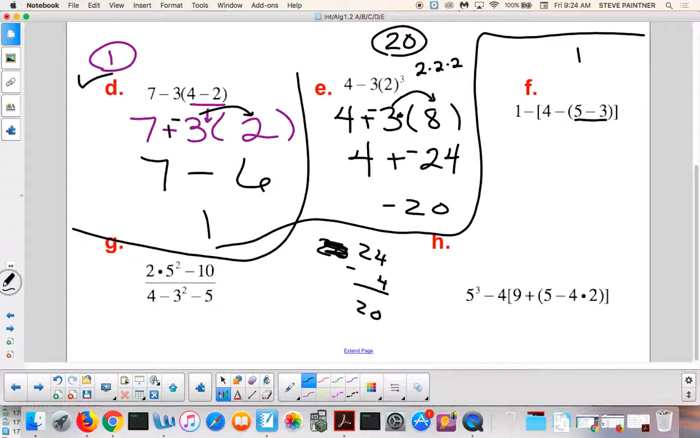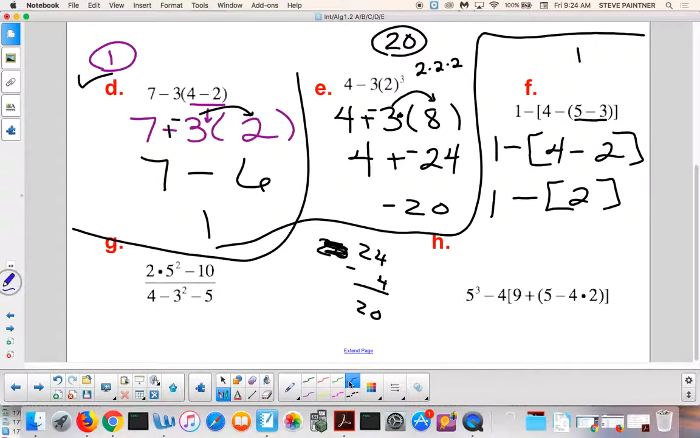5 take away 3 is? Yeah, 5 take away 3 is 2. So it's minus 2. Now stay inside your grouping. 1 minus 2. Again, don't like the minus, change it to a plus, change that to negative. 1 plus negative 2 is what? Is it a negative 1?